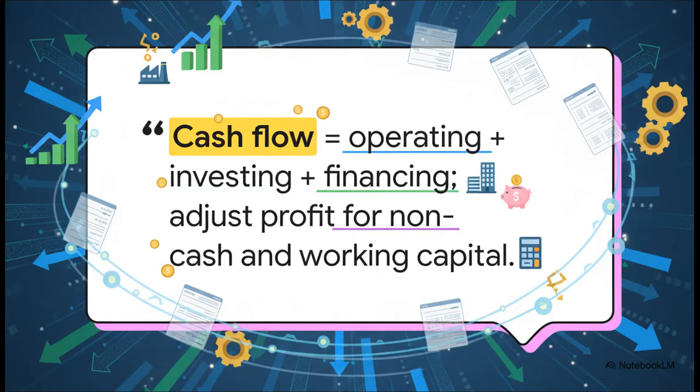So the absolutely crucial point here is captured in our one-line summary. Cash flow equals operating plus investing plus financing. Adjust profit for non-cash and working capital. Say it out loud to yourself. Write it down on a sticky note. This needs to be your mental trigger the second you sit down for the exam.